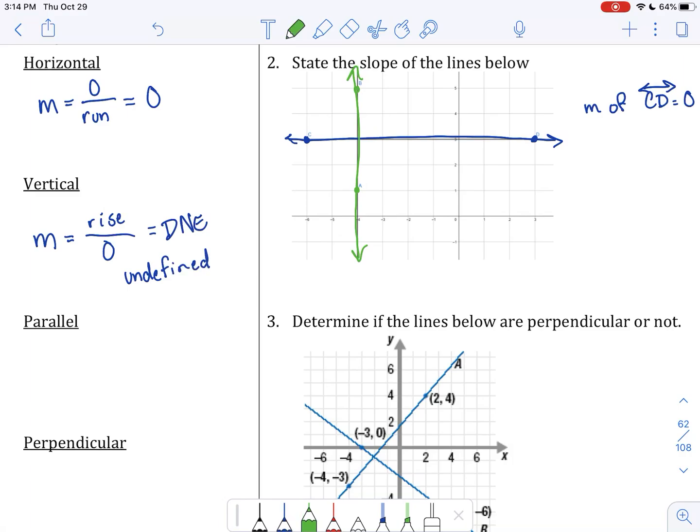And if you have trouble remembering it, here's what I always say: if it's horizontal, that means it has a slope of 0. See how the letter Z has 2 horizontal lines in it? Versus if it's vertical, it has no slope, and N has 2 vertical lines. So a helpful way for you to remember. So then in this case, the slope of the line AB does not exist. It's undefined.